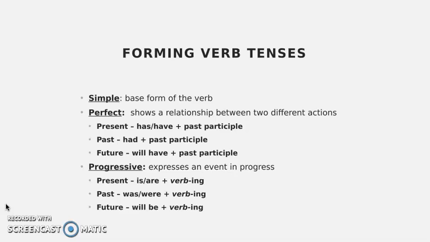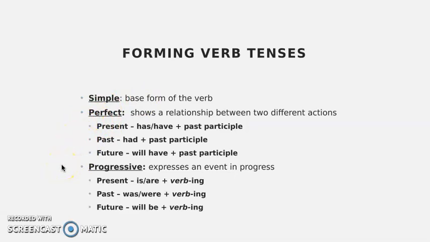I view forming verb tenses as creating a list of formulas in a way. So we'll have 3 categories for verb tenses. We have simple, which is just the base form of the verb, so nothing changed there. We have perfect, which means that there's a relationship between 2 different actions taking place. And then it's broken down into present, past, and future. Notice that each one of those has a different formula. So this is what I'm talking about with creating our little formula list.